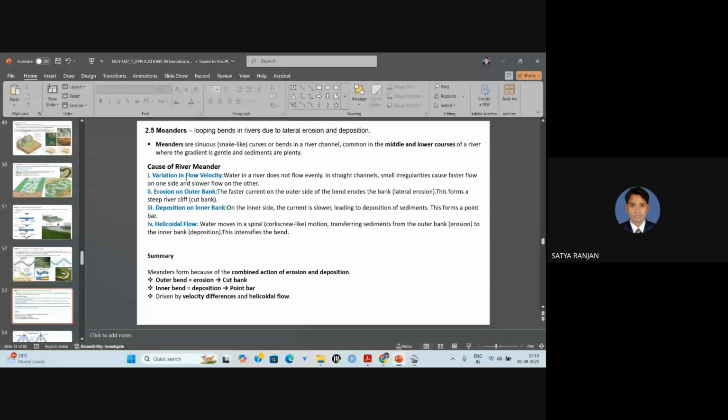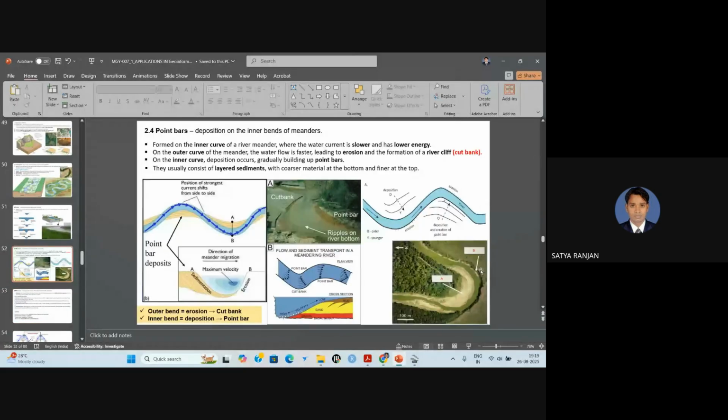The causes of river meandering are various flow velocities, erosion on the outer bank, deposition on the inner bank, and helicoidal flow, that is, water moving in a spiral motion. So what is the main combined action of erosion and deposition? The outer bend is erosion, that is the cut bank, and the inner bend is deposition, the point bar. So the inner bank is the point bar, and the outer bank is the cut bank, that is the erosional surface.